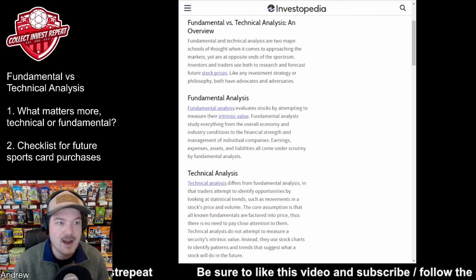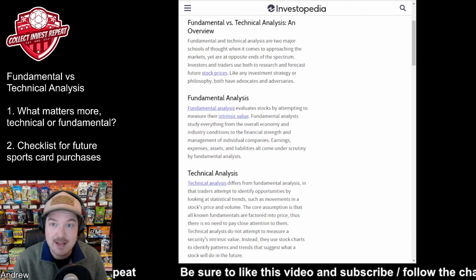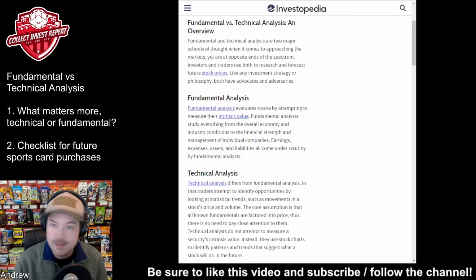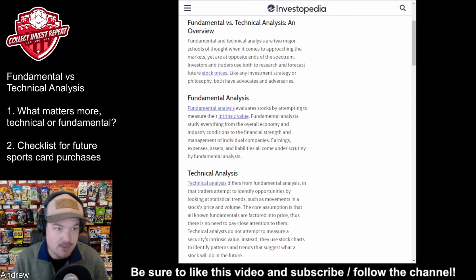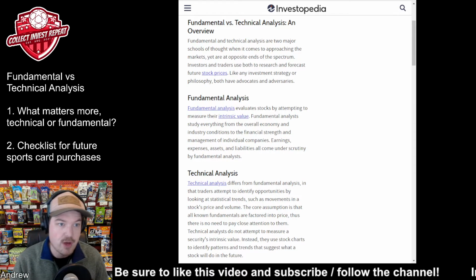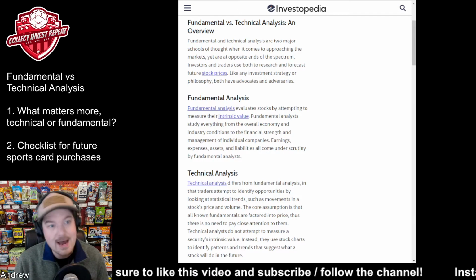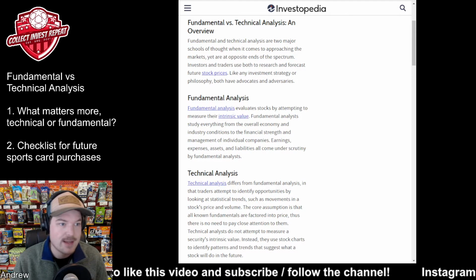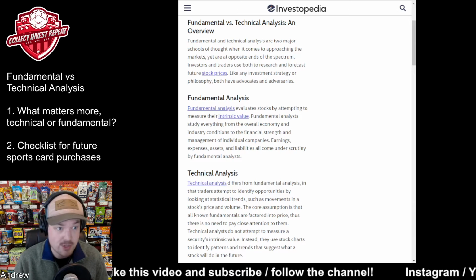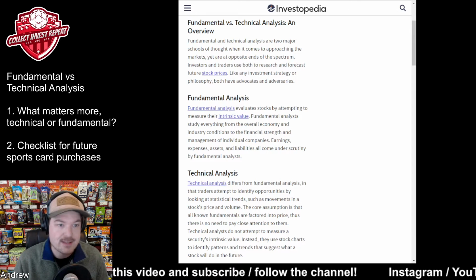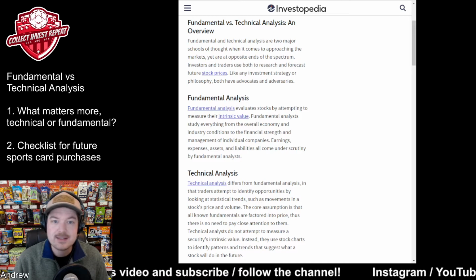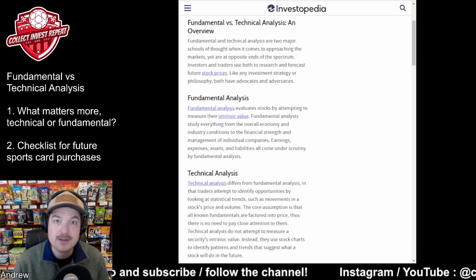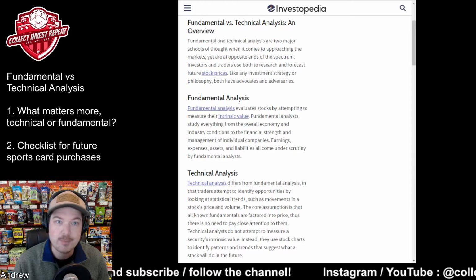First off, we're going to define fundamental versus technical analysis. So as you can see, we have Investopedia pulled up here on the screen. I'm just going to quickly run through these. Fundamental and technical analysis are two major schools of thought when it comes to approaching the markets, yet are at opposite ends of the spectrum. Investors and traders use both to research and forecast future stock prices. Like any investment strategy or philosophy, both have advocates and adversaries. So we'll get to this a little bit later, but I think you're going to definitely need a combination of both to make smart investing decisions, whether it's sports cards, crypto, etc.